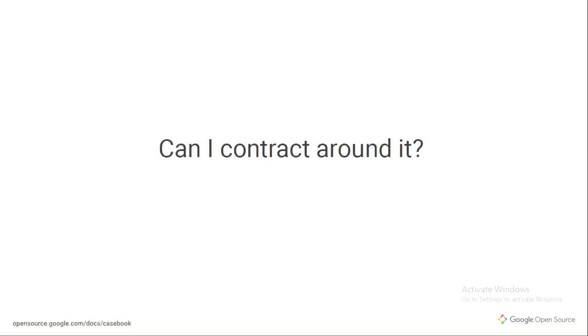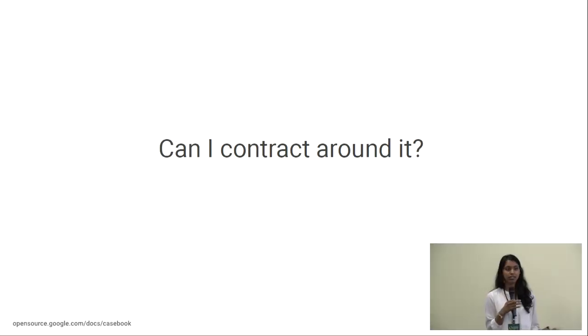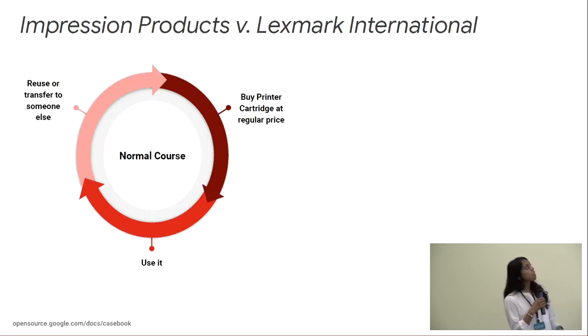So then someone got really clever and said, well, can I contract around it? Lawyers like to write all sorts of contracts and try to get you with certain clauses. So what if I can convince somebody to buy my patented item but not exhaust that right? They would agree that the patent right is not exhausted. Is that possible? The court had this question as well in the case Impression Products v.